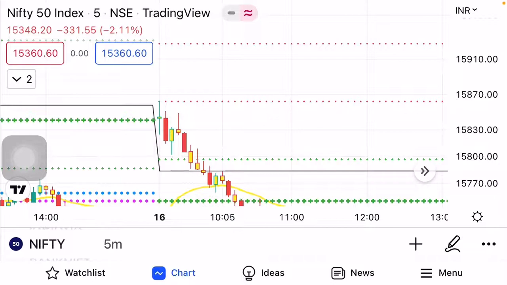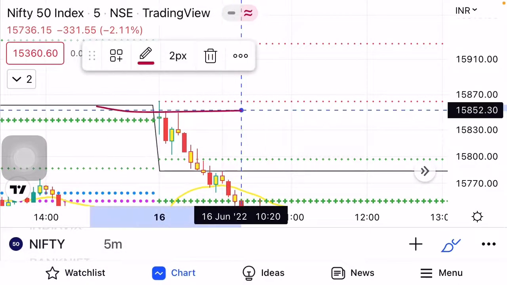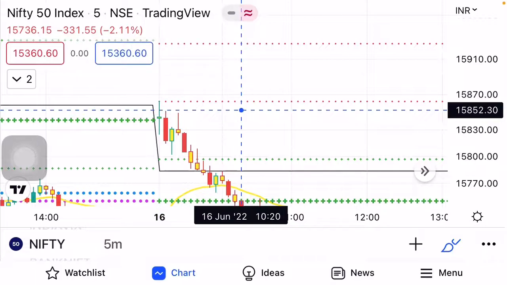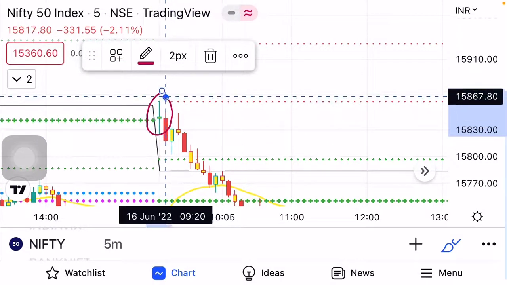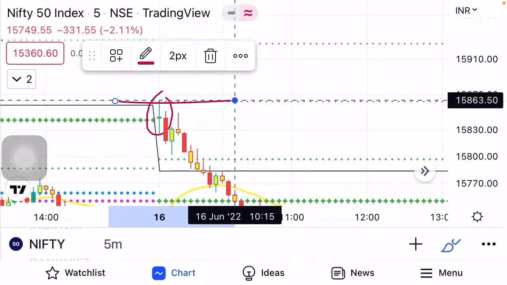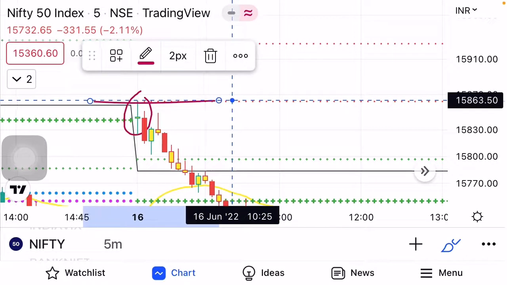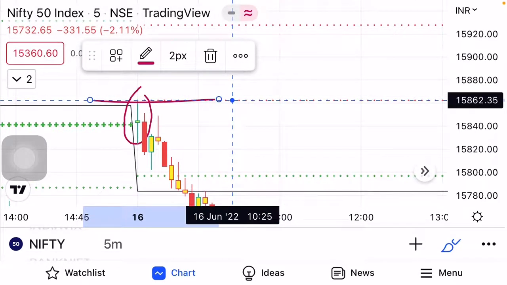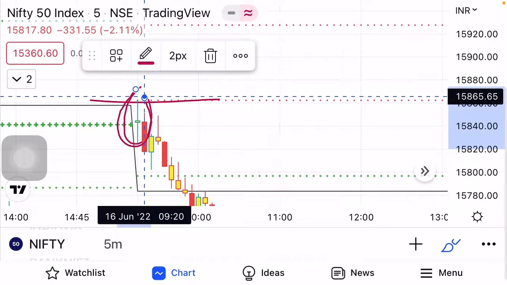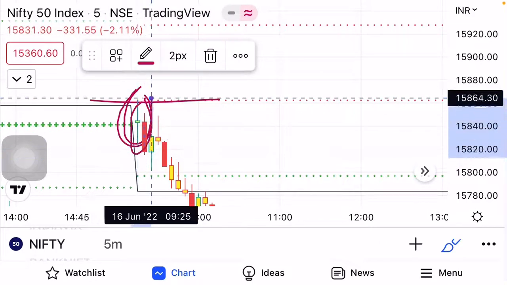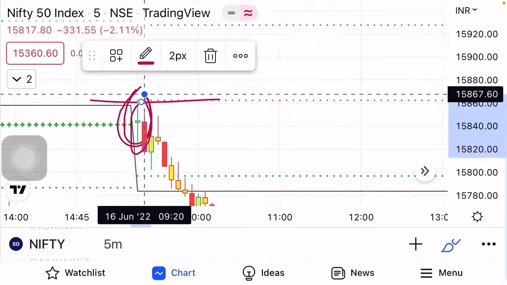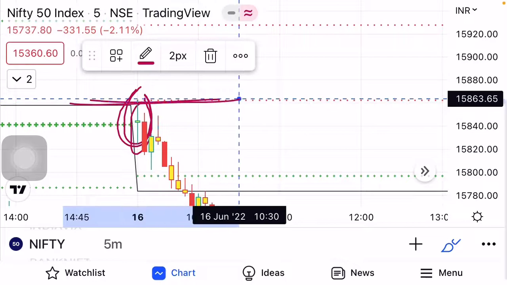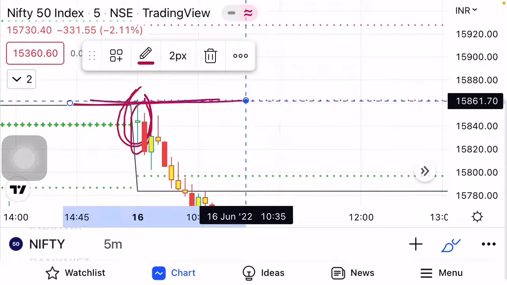There was a clear resistance here at this point, and see here, the first 5 minutes candle is an indecisive candle, and it formed a wick and it got rejected from the top. That is a clear resistance. So from the first 5 minutes candle, I was clear that the market is going to fall, and the second candle is also clearly indicating that the market is going to fall. By keeping a stop loss here above this first 5 minutes candle, it was a very small stop loss, right?